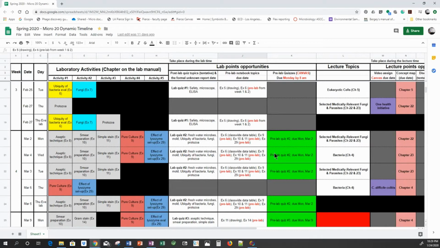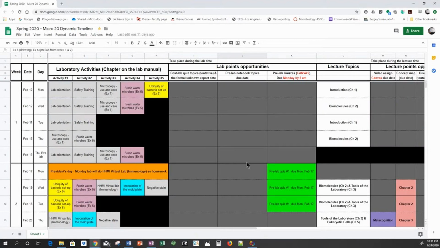Let's take a look at another example. If you go to week 4, you will have your second pre-lab quiz. This one will cover exercise 8, exercise 10 and 11, exercise 9, and exercise 29. Okay, a lot of things. So make sure you have them ready, meaning you have the lab manual open and ready, as well as the lab handout that I made for you.